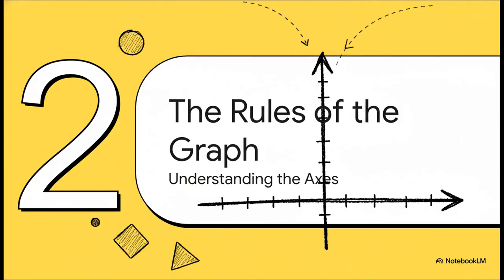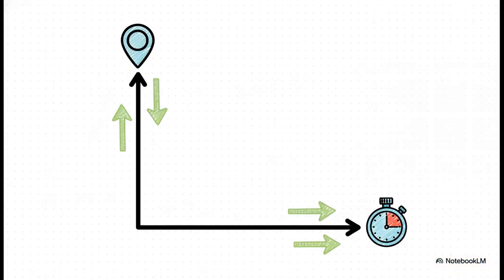Now, to read this story, we've got to learn the language first. And the good news is, it's a really simple language. It's all built on the two axes of the graph. It really is this simple. The vertical one, the y-axis, that's your where. It tells you the position or location of the object. The horizontal one, the x-axis, that's your when. It's just a clock ticking along. So every single point on this graph is just a where and a when put together. That's it. That's the foundation for everything.